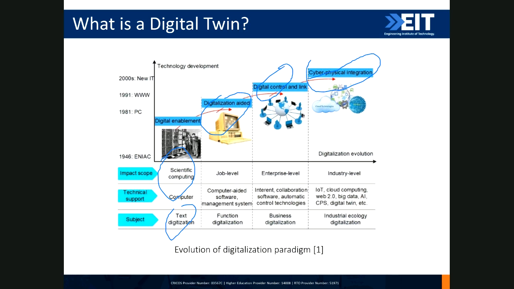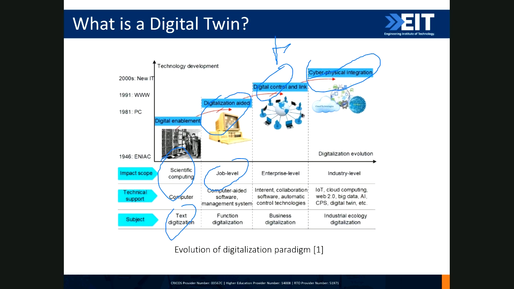And the next level was this digital aided, that is at the job level. So with extensive applications of computer-aided technologies, CAD, CAE, CAM in the 1980s, the paradigm of digitalization shifted towards assisting engineers to work with computers really effectively. So with the development of the internet and then again advanced control technologies in the 1990s, the next model was developed, and it was business digitalization, which provided new revenue and value producing opportunities.